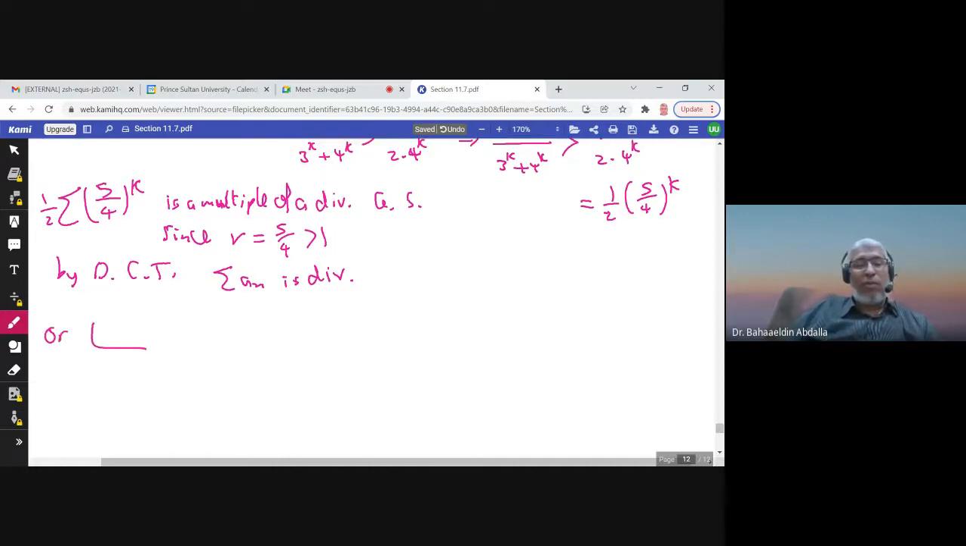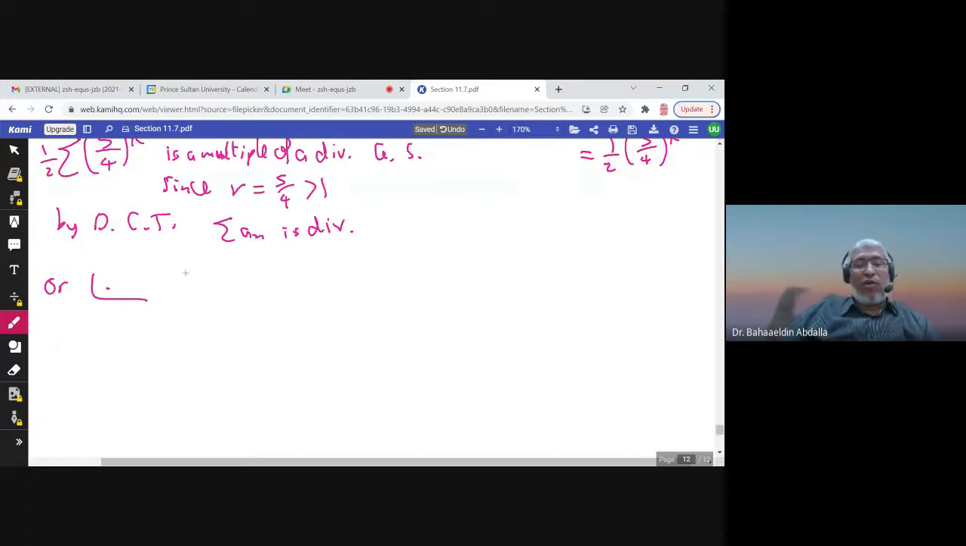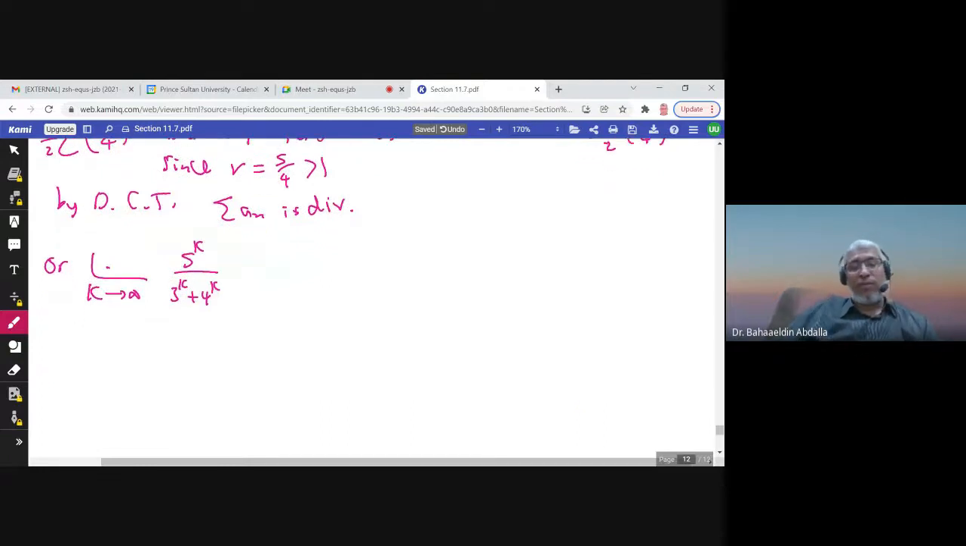Or if you try to find the limit of 5 to the power k over 3 to the power k plus 4 to the power k when k goes to infinity, and if you divide by the highest power, and let us say divide by 5 to the power k up and down, so I'll have 1 here, and here 3 over 5 to the power k, and here 4 over 5 to the power k. Yeah, you can do this, okay?